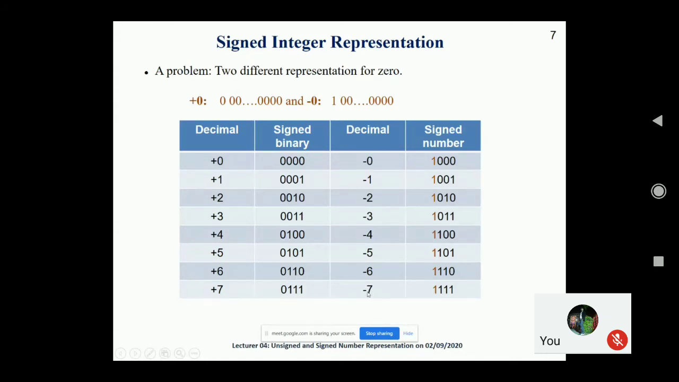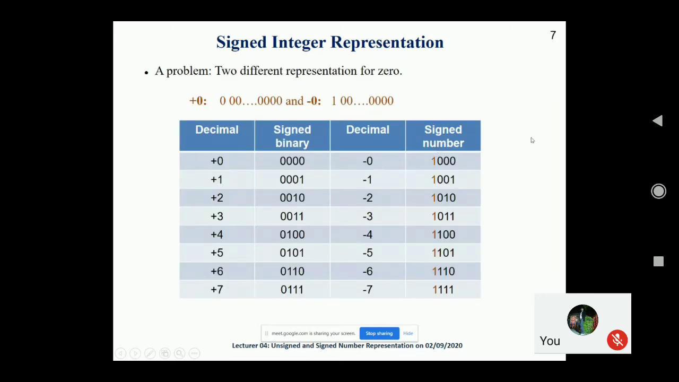The same thing, if you are representing -7 in signed numbers, see here, the most significant bit is 1. I am using red color here. So this one is 1, and the remaining n-1 bits, 1 1 1, represent 7. So -6: the most significant bit is 1, so it is minus, and 1 1 0 represents 6. The most significant bit is 1, and 1 0 1 represents 5, so it is -5. This way we are representing.